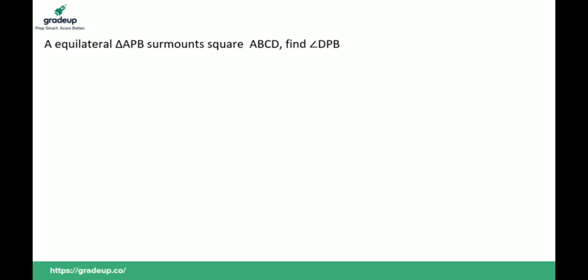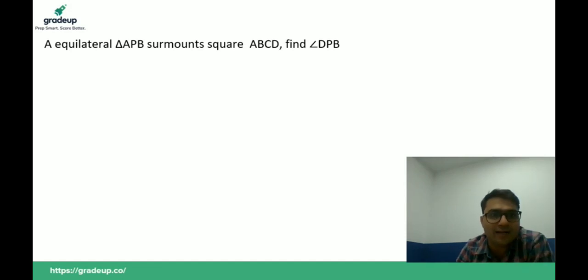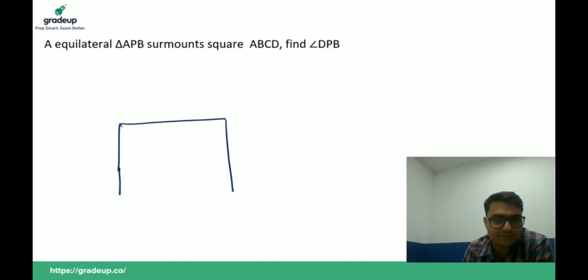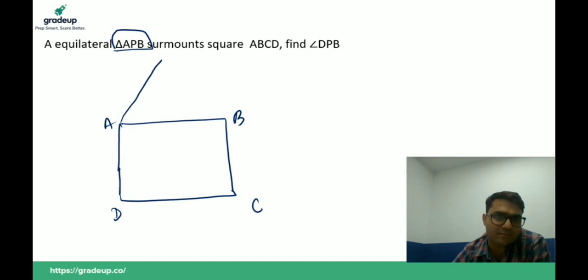First of all, I will draw the figure according to the question. We have been given that an equilateral triangle APB surmounts square ABCD. Find the angle DPB. And please write in the comment box what you mean by surmount. Let's say this is the square ABCD, and an equilateral triangle APB surmounts it.